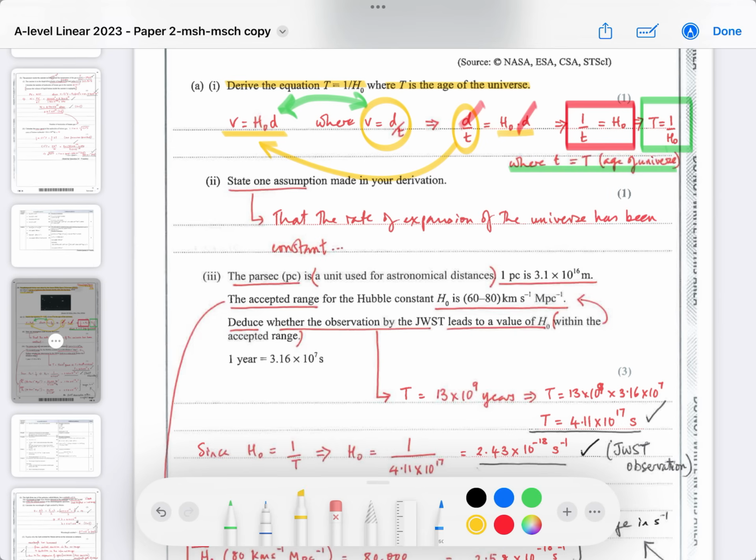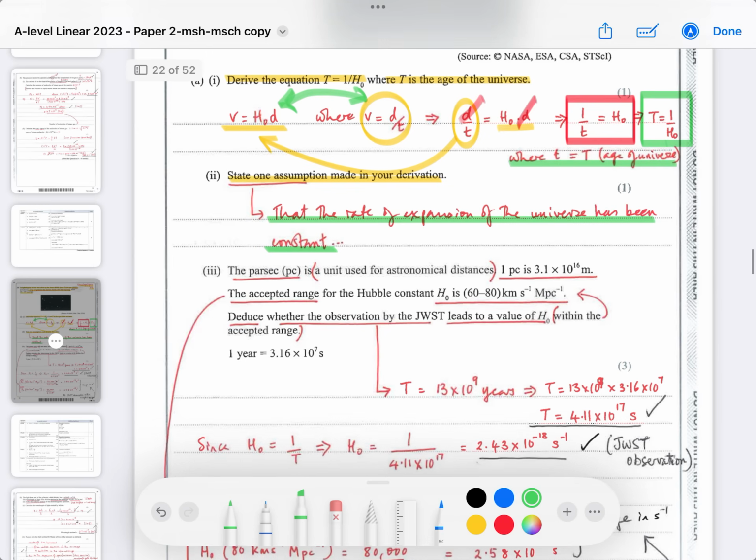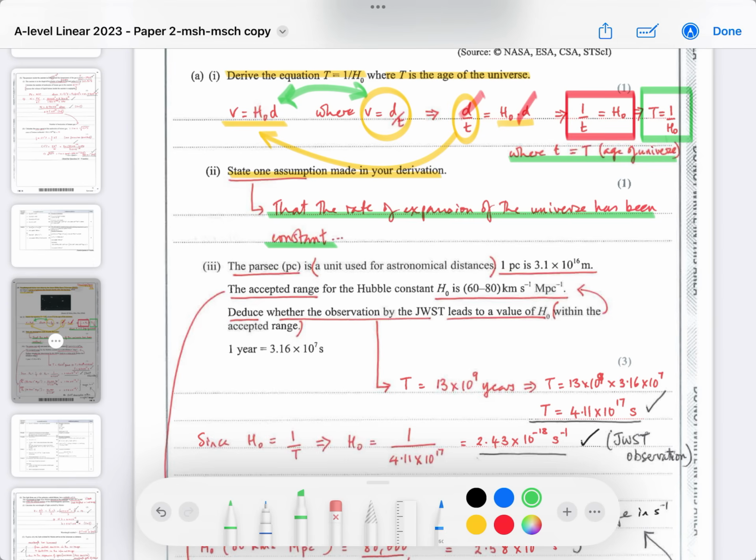It then says, state one assumption made in your derivation. Well, it's not our derivation, but the derivation they've asked us for. And the assumption is that the rate of expansion of the universe has been constant throughout the 13 billion years. Otherwise, you couldn't do such a simple comparison or use of the two equations. They wouldn't necessarily equate. So this Hubble constant assumes that it hasn't changed throughout the 13 billion years. The rate of expansion is more or less the same.